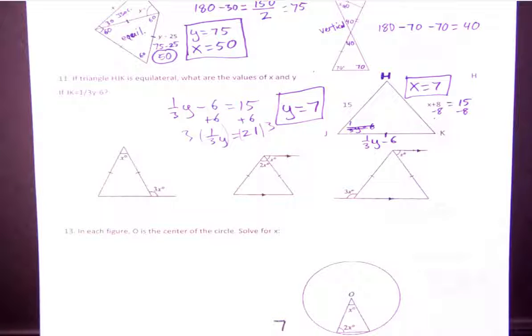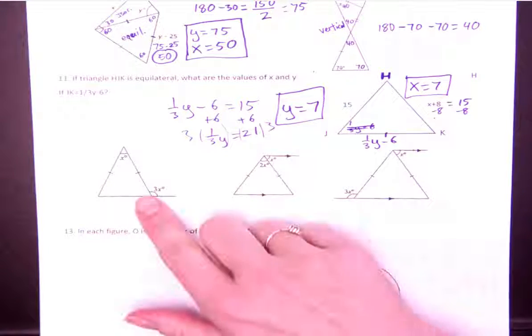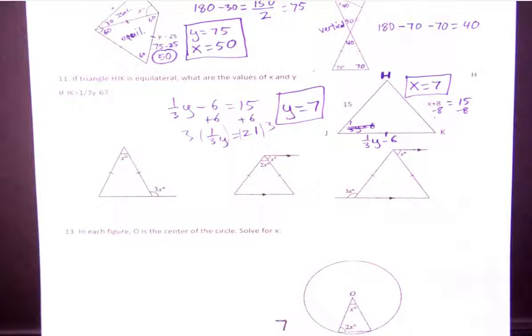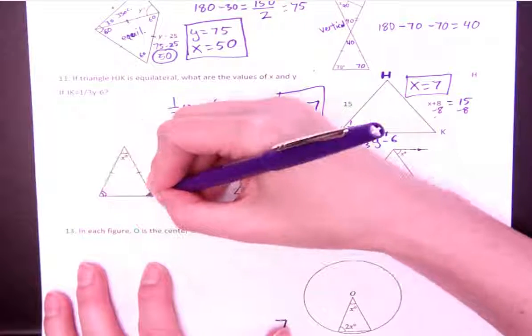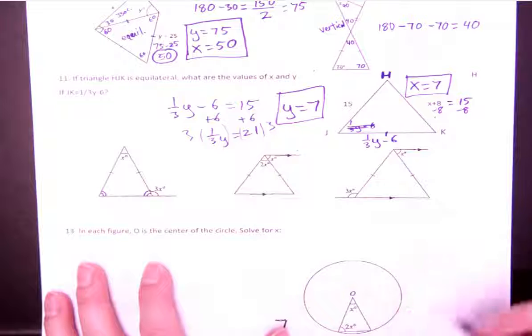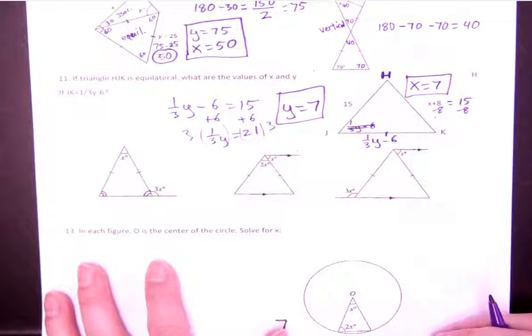All right. How do you think we'd set up this next one? How do you think you'd set up this one? What do we know about these angles? The legs are the same. So legs are the same, so these angles would be the same. What else do we know about these?